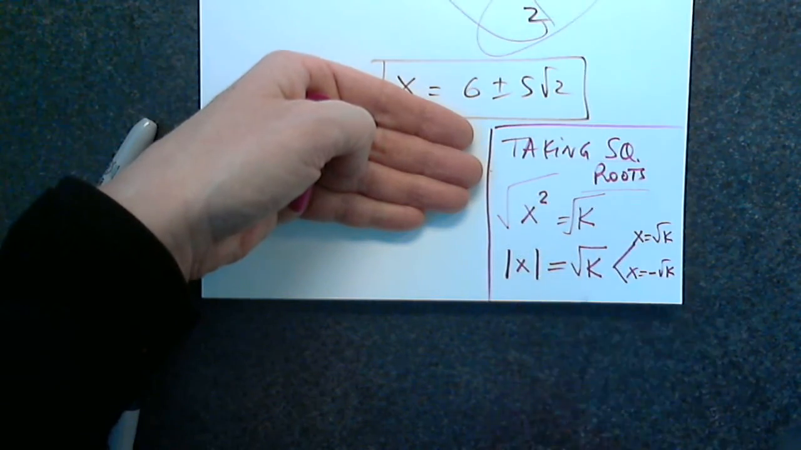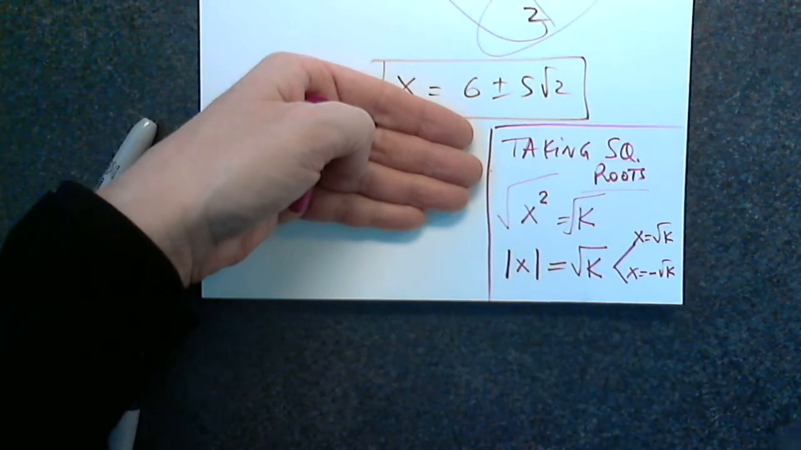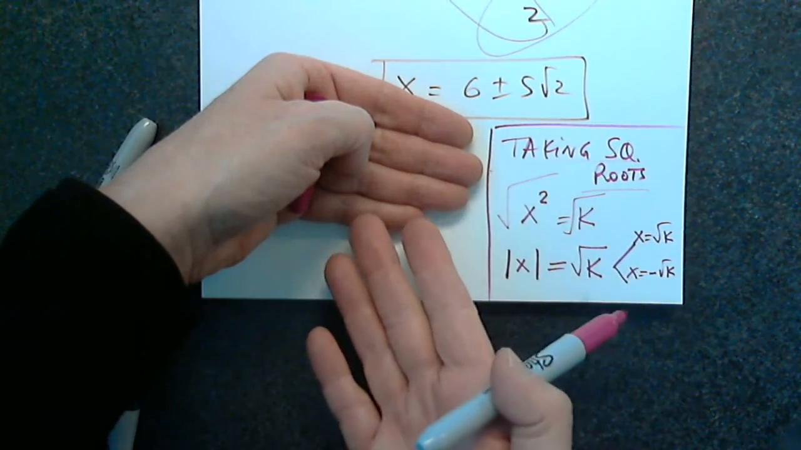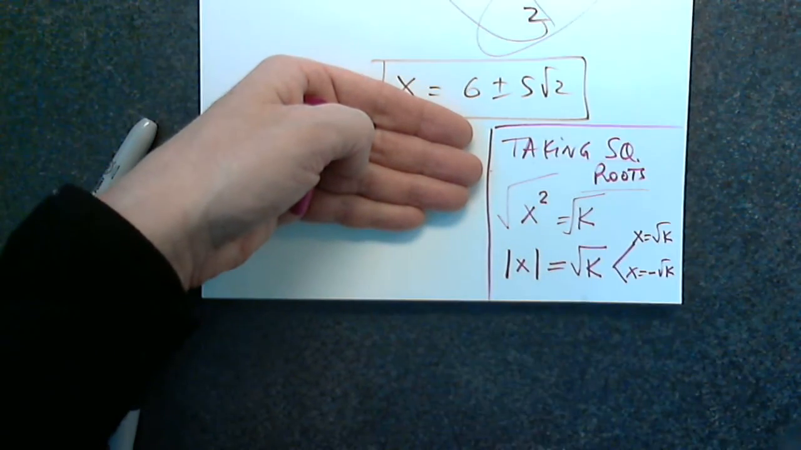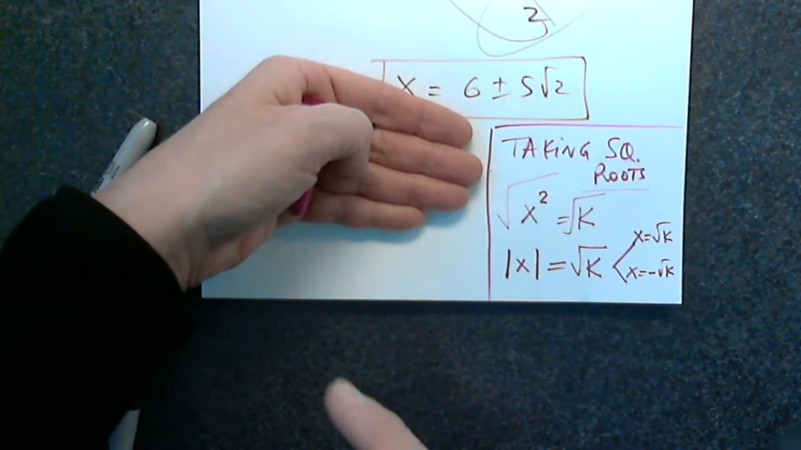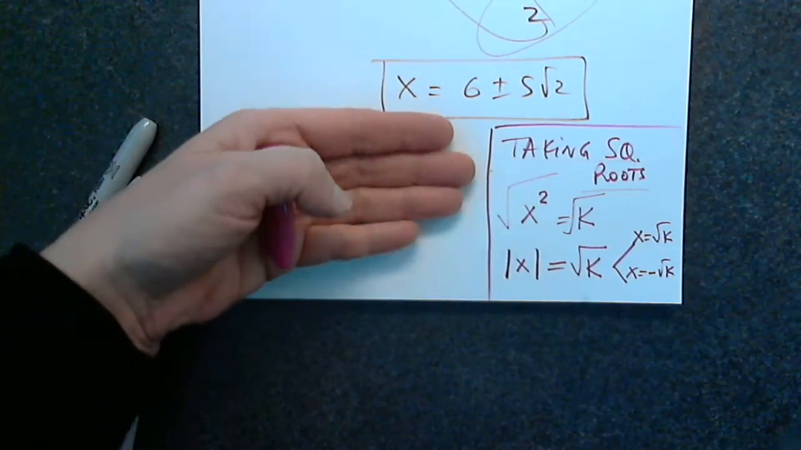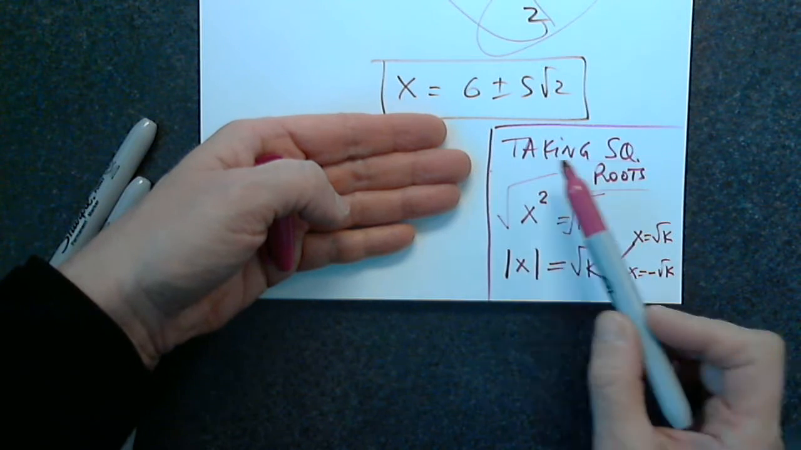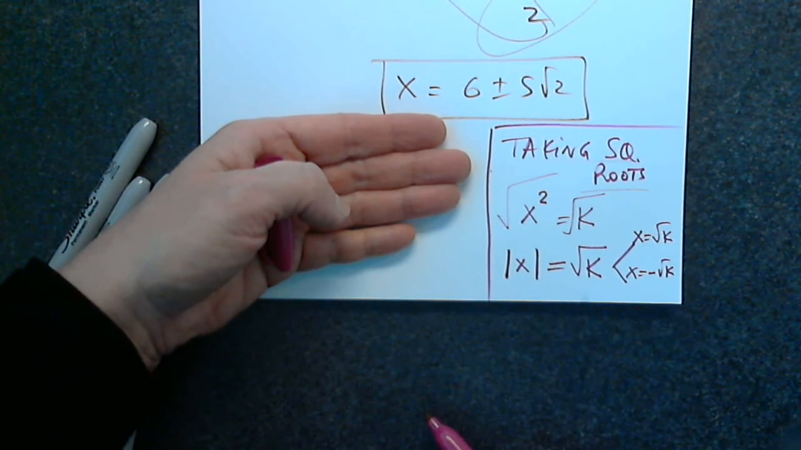So I have to show what's behind this situation. This is a case, but this is what will work for every case. This is the method that we are going to use every time we try to solve in that way. So the method is called taking square roots.